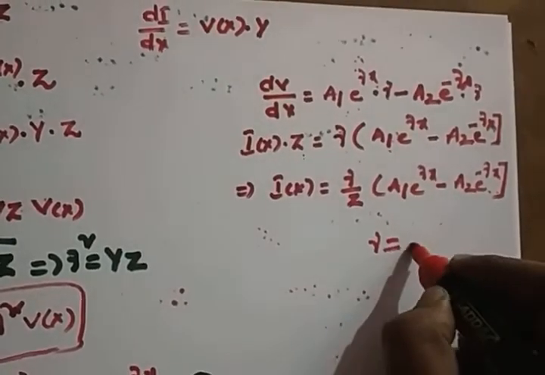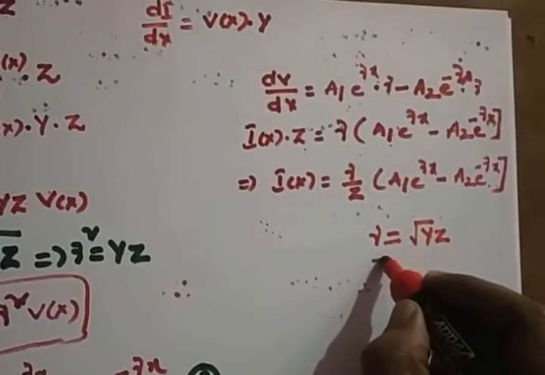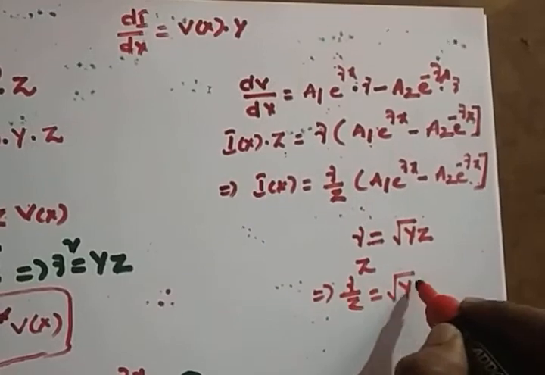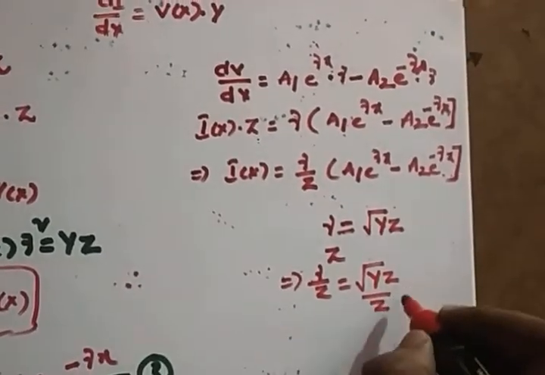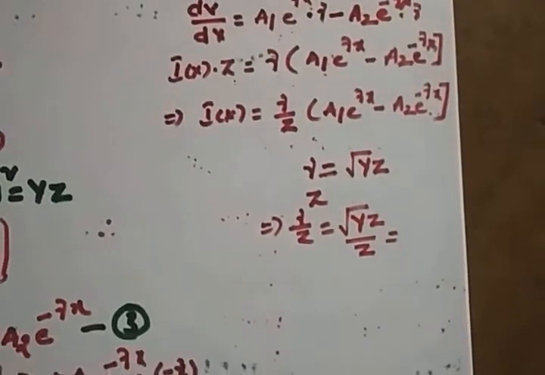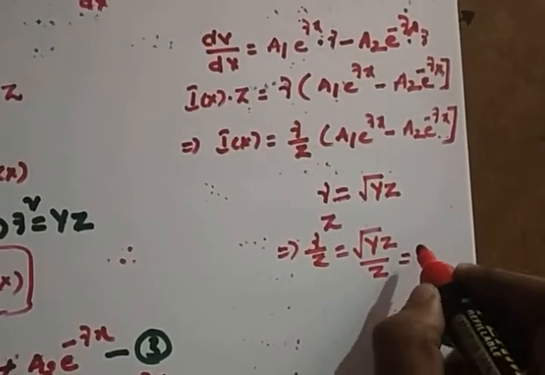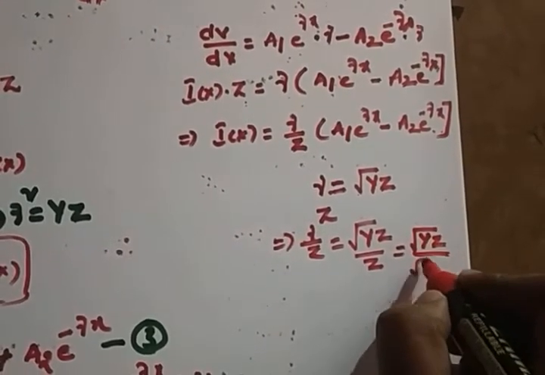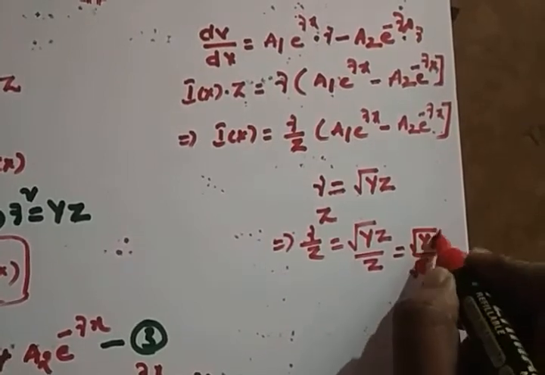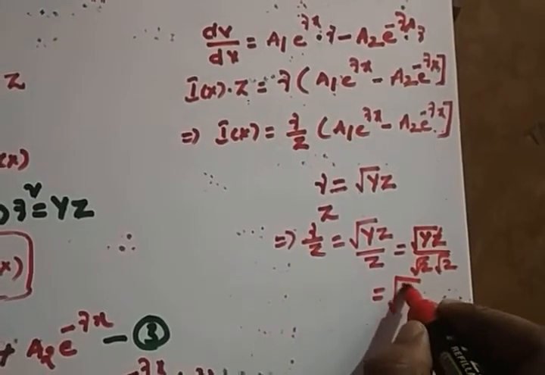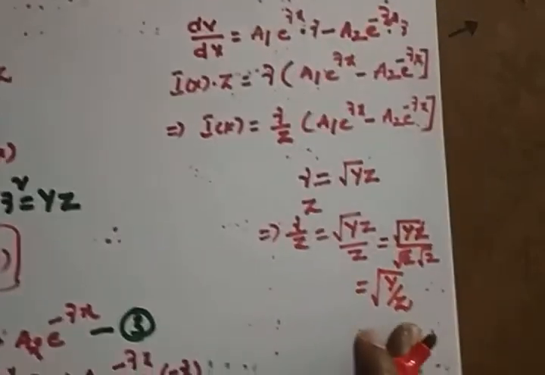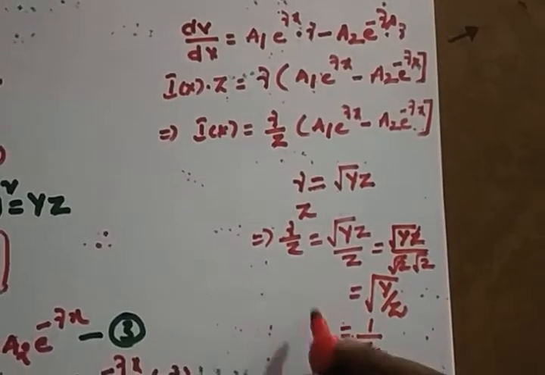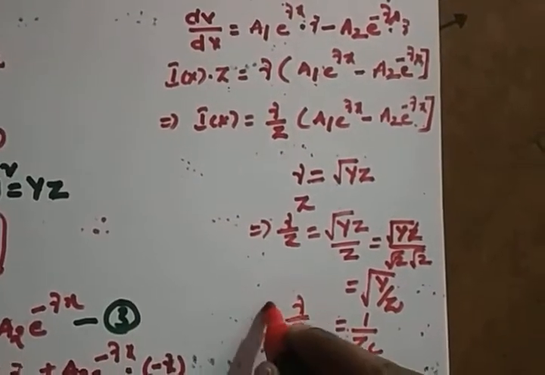Gamma is equal to square root of yz. So what is the value of gamma by z? Gamma by z is equal to square root of yz by z. You can write it as square root of yz by z squared, the square and square root cancel. You will get square root of y by z, which we can call 1 by Zc. So gamma by z is equal to 1 by Zc.